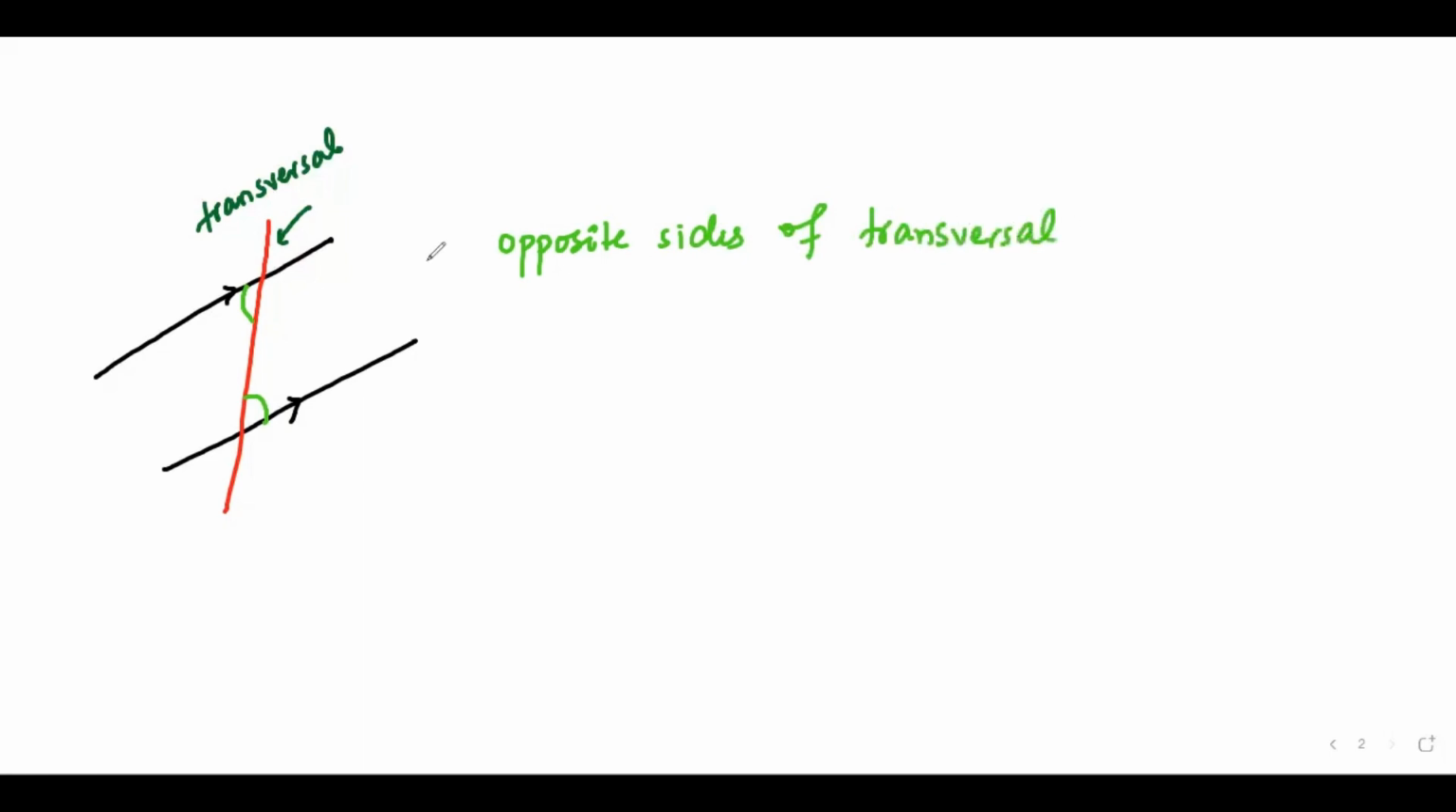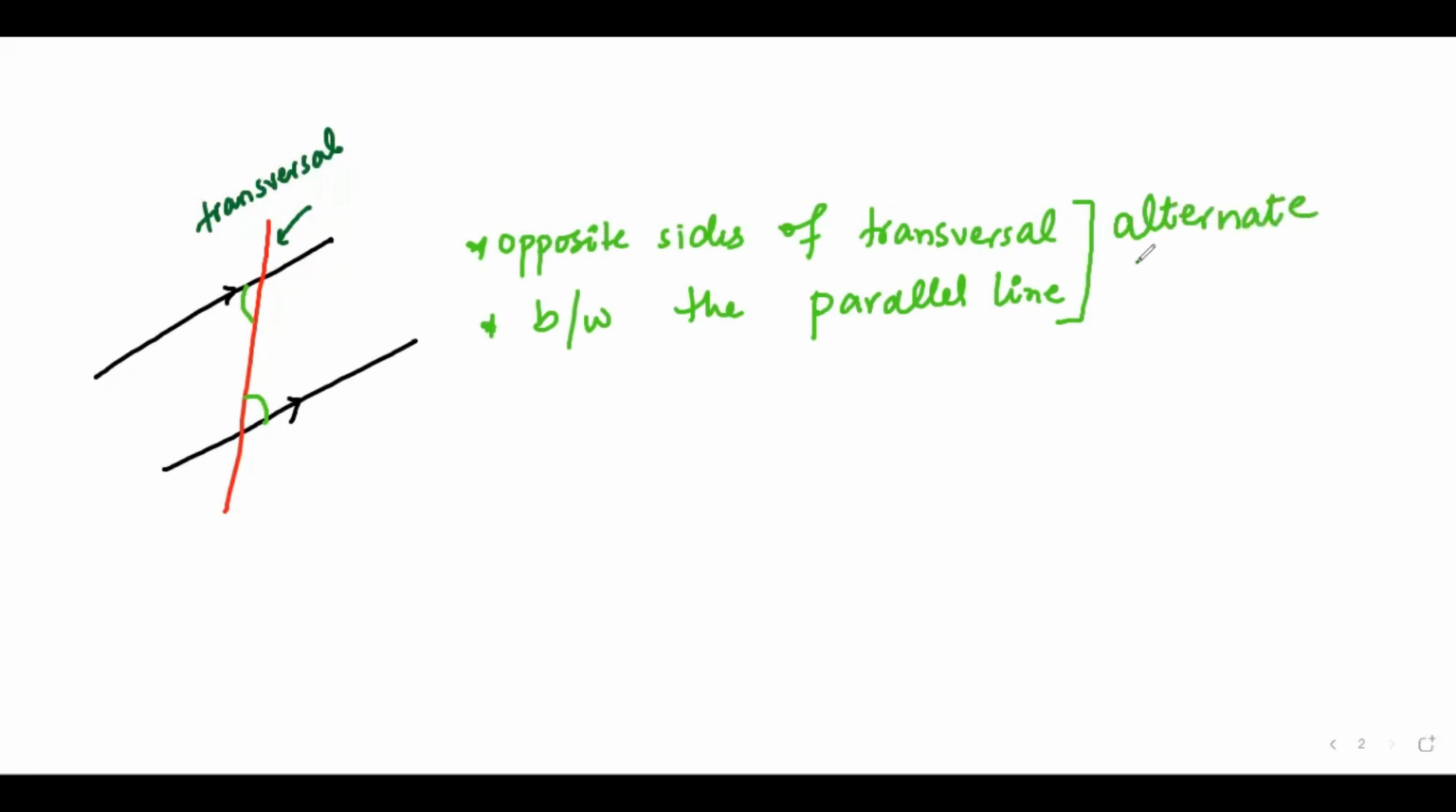and the second important point, between the parallel lines, these angles are called alternate interior angles. If this is angle 1 and this is angle 2, I can write that angle 1 is equal to angle 2 because they are alternate interior angles.